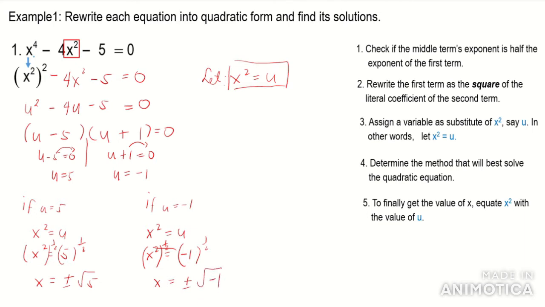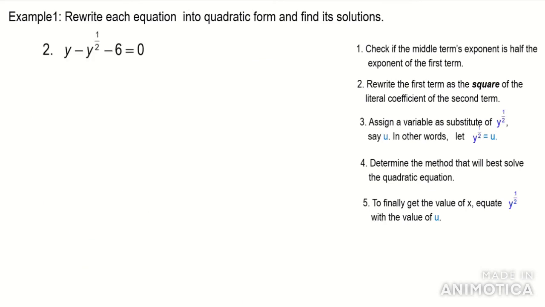So we have 4 solutions here. 2 real solutions. Positive square root of 5. Negative square root of 5. Then we have positive i, okay, because we all know that negative 1 is equivalent to i squared. So we have here positive negative i. Okay, so we have positive i and negative i.